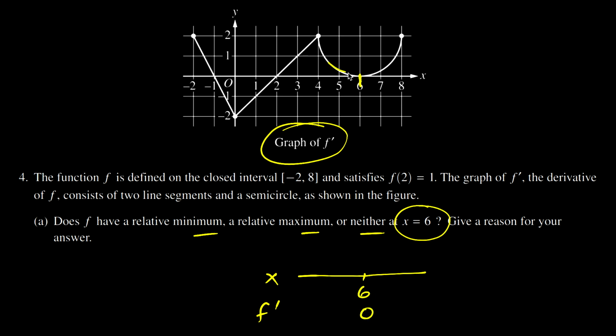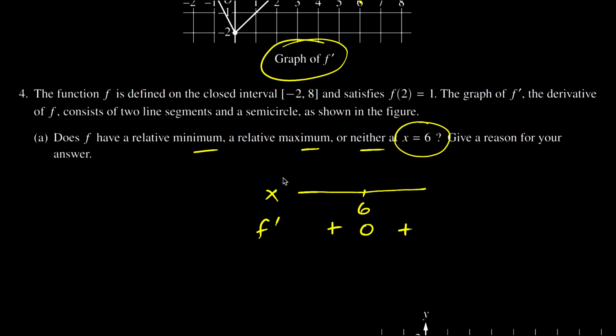What we want to do is look before that, we'd see f prime is always positive, and after that, f prime is still always positive. So we do not have a change in sign. So we have f prime greater than 0, f prime equal to 0, f prime greater than 0, and this is at x equals 6. So that means we have neither.